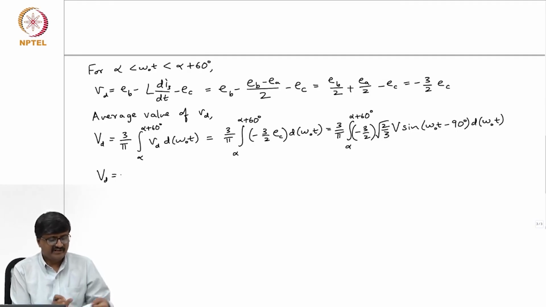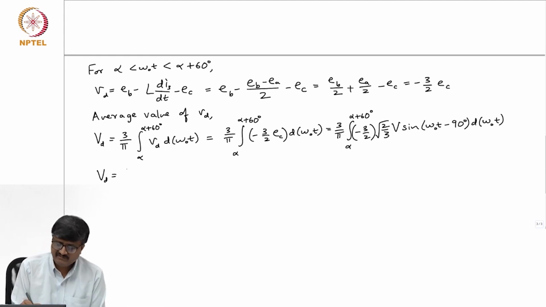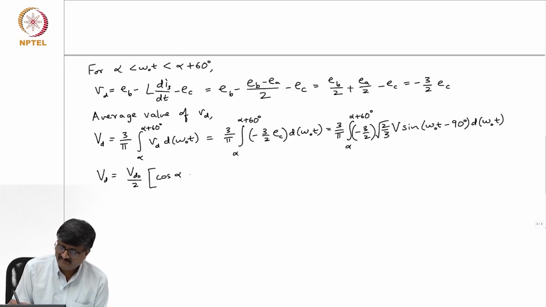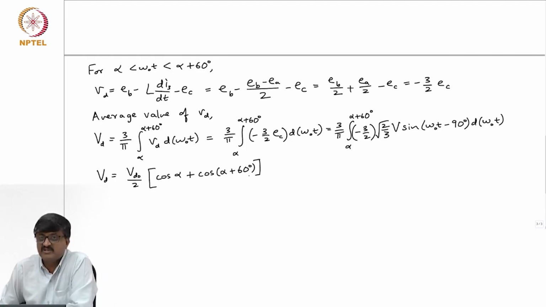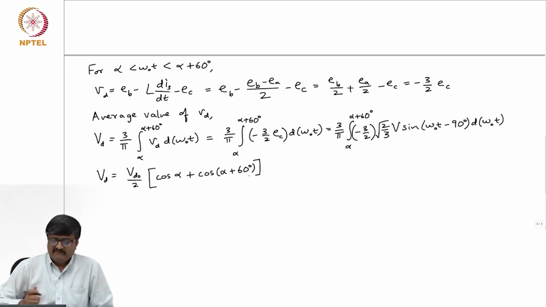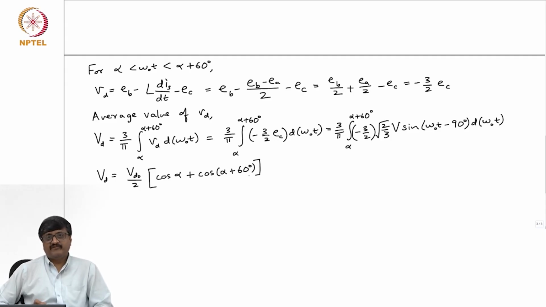So I'll leave it to you to derive that Vd is equal to Vdo by 2 into cos alpha plus cos alpha plus 60 degrees. So Vdo has the same meaning that was used for 2 and 3 valve conduction mode and 3 and 4 valve conduction. So this is the expression for Vd. So we have an expression for Vd in terms of Vdo and alpha. So if you recall, we had expressions for Vd in terms of Vdo, alpha and u for the 2 and 3 valve conduction mode and 3 and 4 valve conduction.